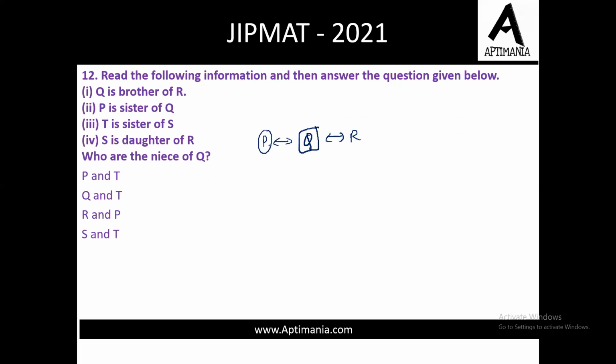T is sister of S and S is daughter of R. S is daughter of R and T is sister of S. तो ये हमारा एक फैमिली ट्री बन रहा है. Who are the niece of Q? Niece of Q are S and T.